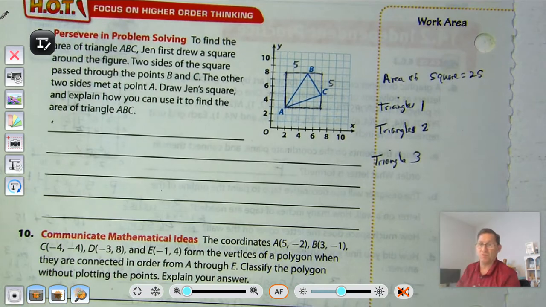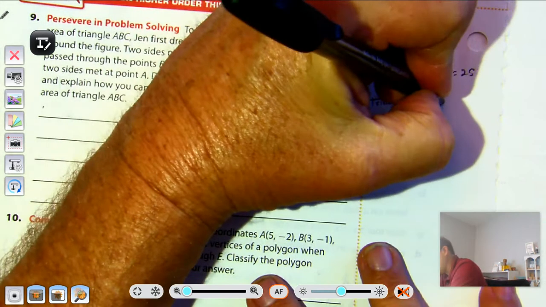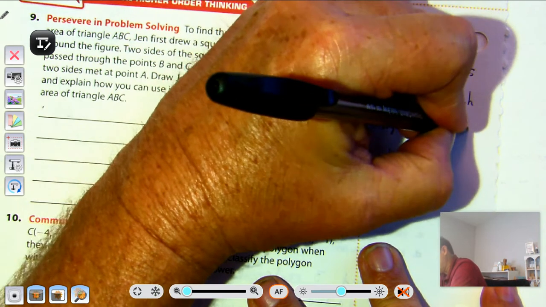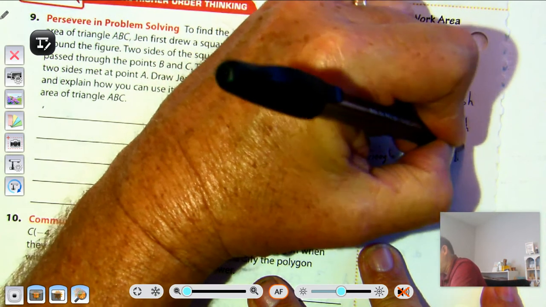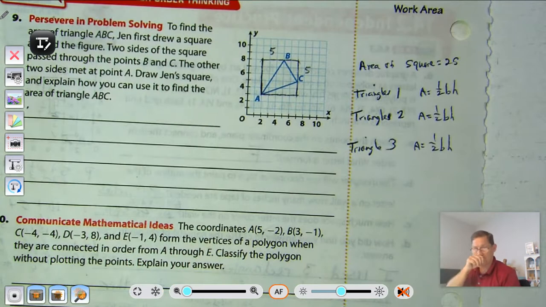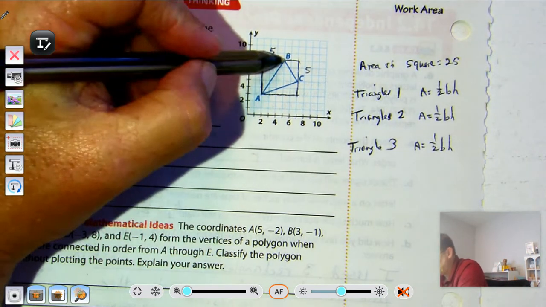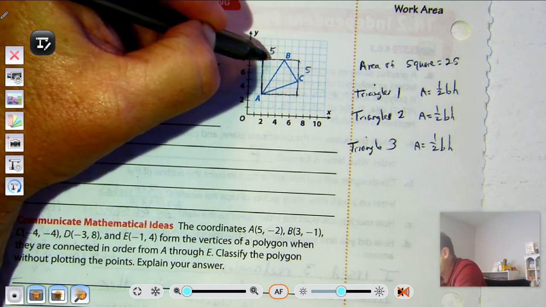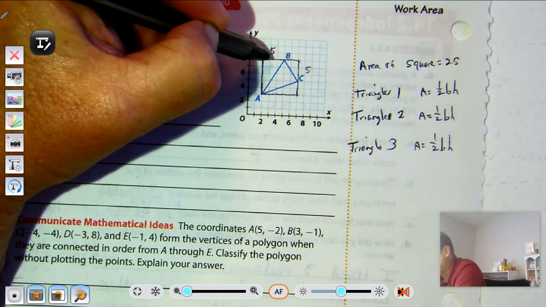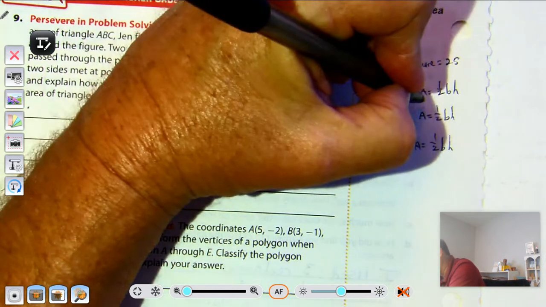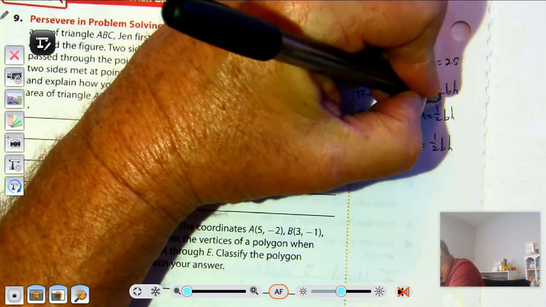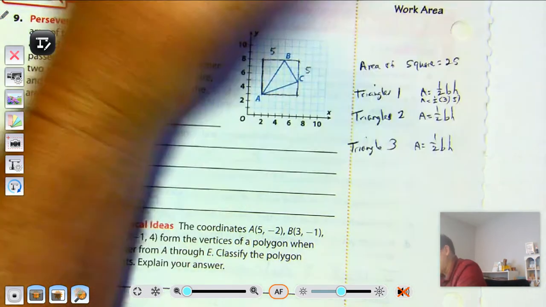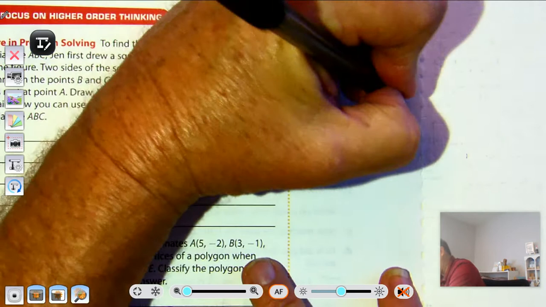Okay, so it doesn't matter which ones you call 1 or 2 or 3. So we're going to use the area of triangle formula. So here's our first empty triangle, and that has a base of 1, 2, 3, and it has a height of 5. So half of 15 is 7.5.